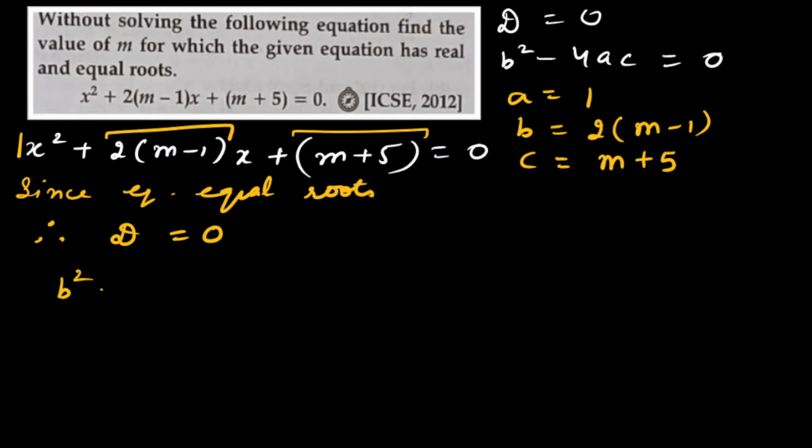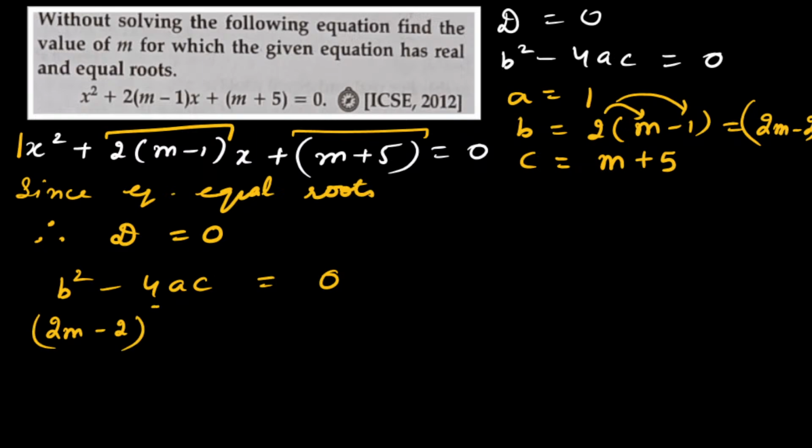So here I'll write b square minus 4ac is equals to 0. B's value is 2(m minus 1), so I'll just multiply this, I'll make it 2m minus 2. So b's value is 2m minus 2. (2m minus 2) whole square minus 4 into a, a is 1, c is m plus 5.